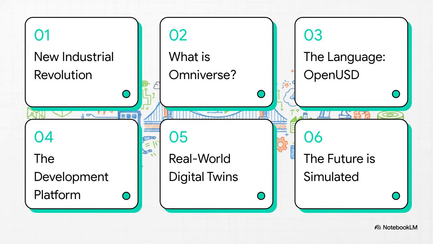Okay, so how does this all actually work? Well, we're going to break it all down. We'll start with the huge industrial revolution it's kicking off. Then we'll get into what NVIDIA Omniverse actually is and the universal language that makes it all possible, which is called OpenUSD. After that, we'll look at how people build with it, check out some absolutely incredible real-world examples, and then we'll wrap it all up by talking about what this simulated future really means for all of us.